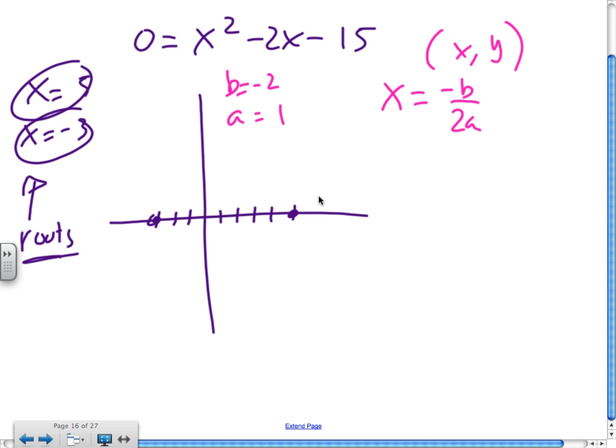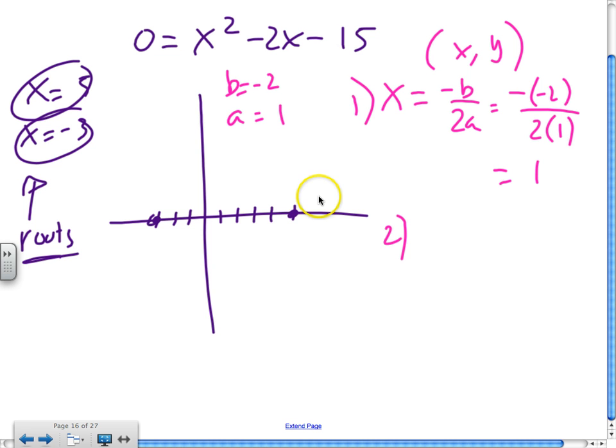So now, if I solve for this, this is what I got. Negative of negative 2 over 2 times 1, right? And so the answer is just 1. See it? So this is step 1. I found my x. Second step. I take that 1 right there that I just found, and where do I put it back?